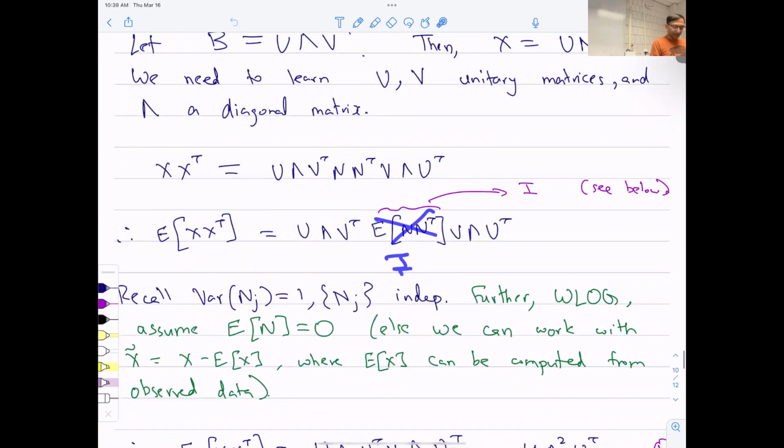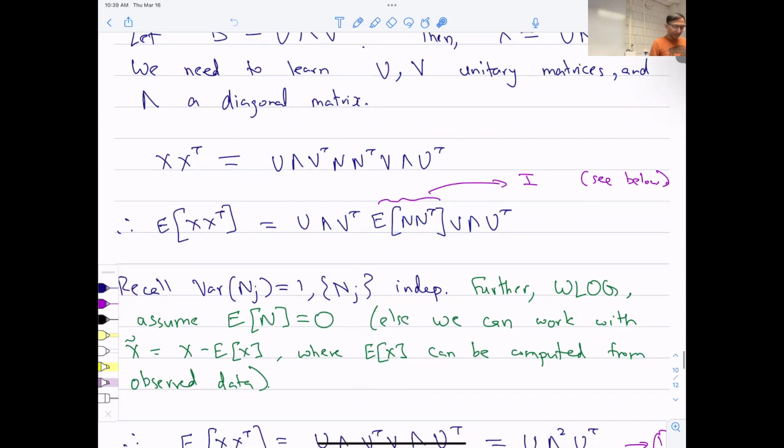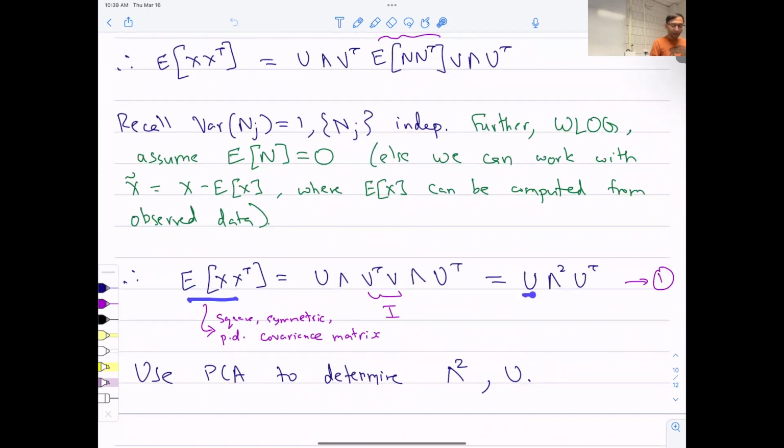Now, once I replace this by I, V is unitary, so this also collapses, giving me V transpose V is also identity. So what happens here is that E[XX transpose] is U lambda square U transpose. Are you with me so far? So why is the expectation of N N transpose identity? Because I assumed that N is independent across variables and they're all unit variance. So this is the covariance matrix for N, and the covariance matrix must be identity. Is that okay? All right.